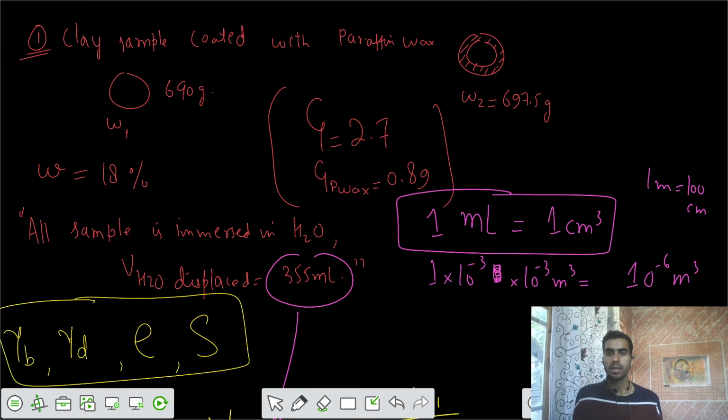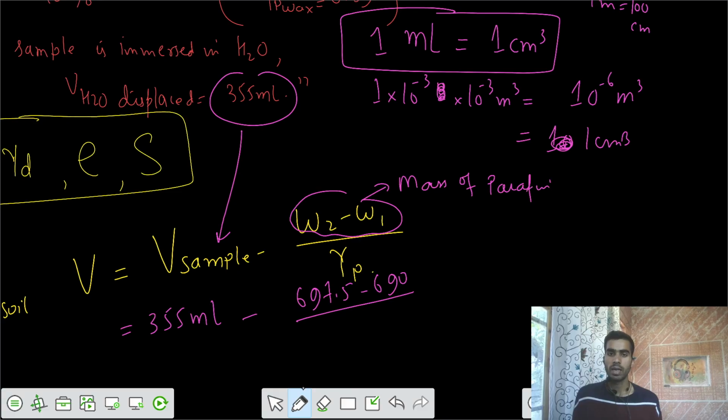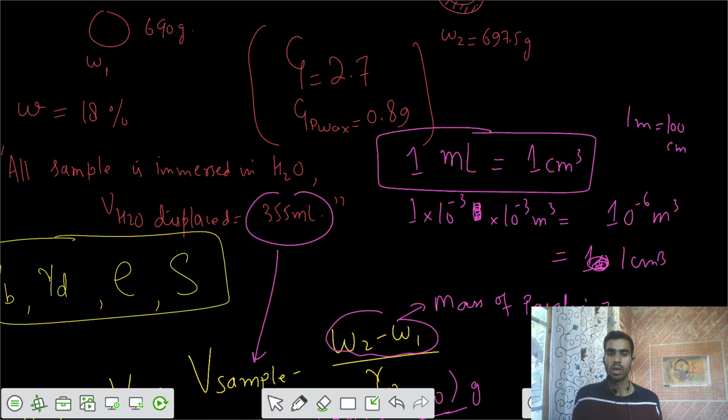W2 minus W1 is the difference of the two: 697.5 minus 690. This is the mass of paraffin, so that is 7.5 grams. Mass of paraffin, 7.5 grams, divided by gamma P.